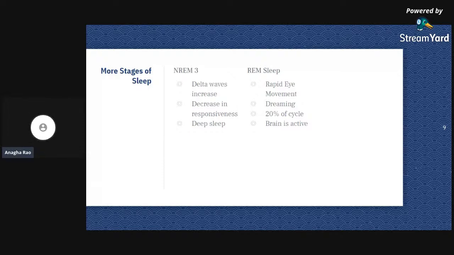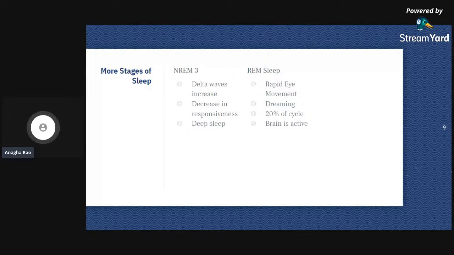That's the NREM stages. There's also REM, which stands for rapid eye movement. This rapid eye movement sleep, or REM sleep, is approximately 20% of the sleep cycle. This is the stage in which our brain is actually very active, and this is the stage in which we usually get a lot of our dreams.